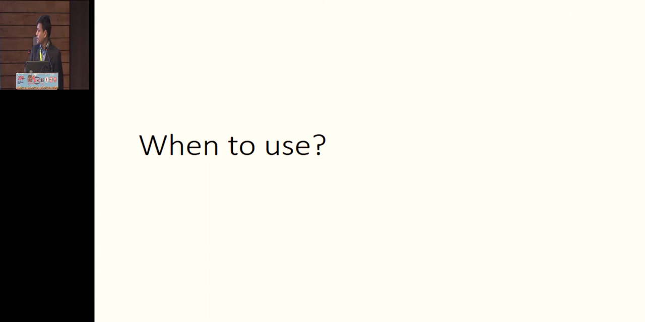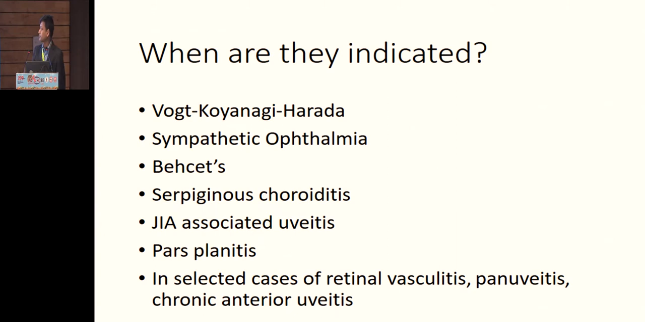So when do we use antimetabolites and biologics? The important thing is sight-threatening bilateral uveitis, where the patient has an intolerance to corticosteroids, with excessive side effects and so on. And these are some of the indications that we use: Vogt-Koyanagi-Harada, sympathetic ophthalmia, Behçet, serpiginous, where obviously we have to exclude tuberculosis, JIA-associated uveitis, and panuveitis. Notice we don't have birdshot because it's not really common in this region. It's more of a Western thing, but that's also an important indication for antimetabolites and biologics.